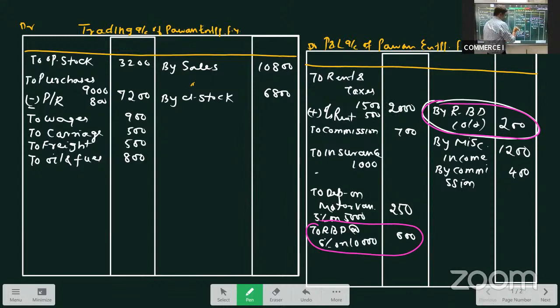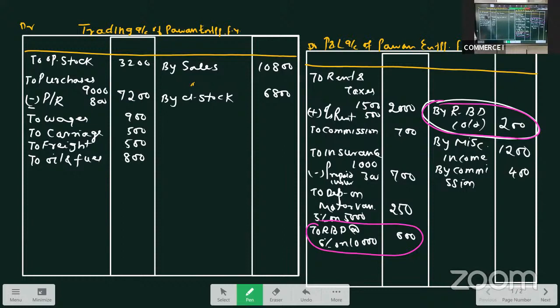Prepaid insurance, we deduct from insurance and show it as an asset. Prepaid insurance, how much is it? 300. 700 is the next figure. And then we have to create reserve for discount on creditors. Like we have created provision for debtors, we have to create provision for discount on creditors.